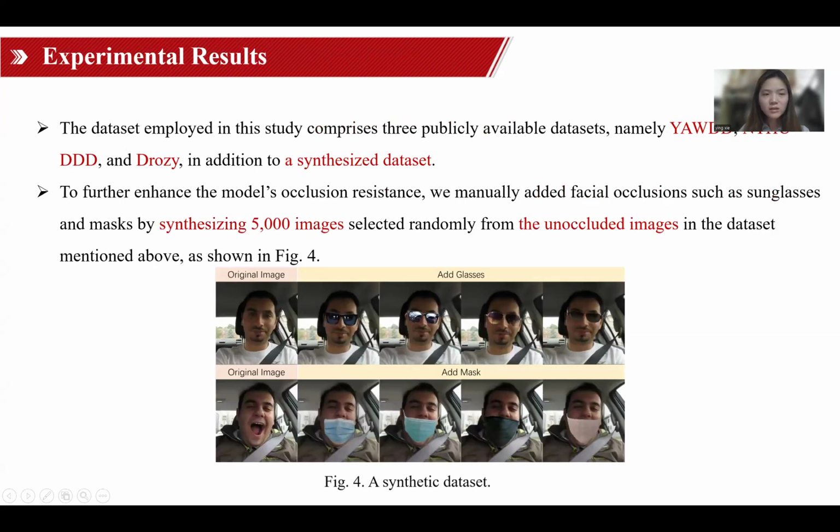The dataset employed in this study comprises 3 publicly available datasets, namely YawDD and DROZY, in addition to a synthesized dataset. To further enhance the model's occlusion resistance, we manually added facial occlusions such as sunglasses and masks by synthesizing 5,000 images selected randomly from the unoccluded images available in the datasets mentioned above, as shown in Fig. 4.